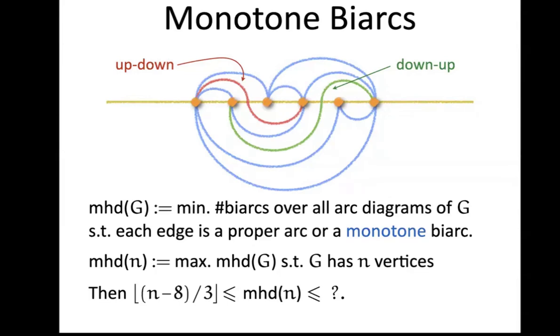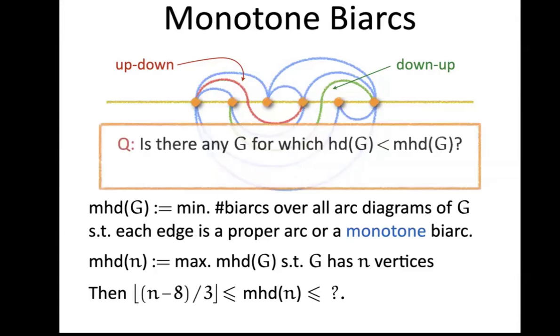So that's a question here that I will give some answers to, what we can put in place of this question mark. But more generally, the question that I don't have any answer to is the following: is there any penalty for requiring monotonicity? So is there even any graph for which we need strictly more monotone biarcs than general biarcs? And I don't know of any example.